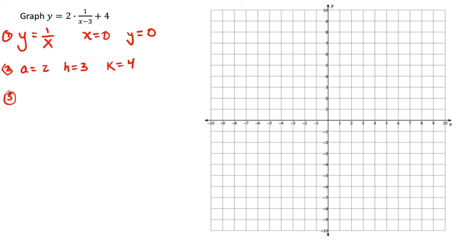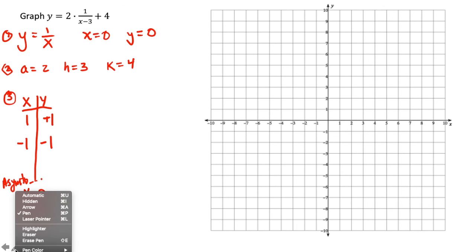So step 3 is we're going to make our little table. And really the big point that we had for 1 over x was when x is 1, y is positive 1. When x is negative 1, y was negative 1. You can plug in some other points, but those are the two we're going to use. I really care about the asymptotes on the transformation. So we know that we had x equals 0 for the vertical and y equals 0. So these are my asymptotes. I don't think I spelled it right there.